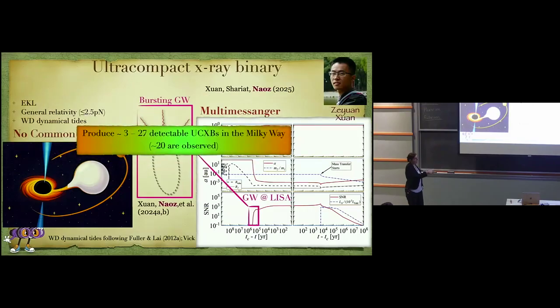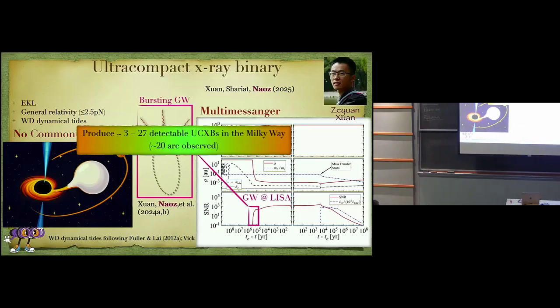Ziyuan suggests that this type of channel can produce between 3 to 27 ultra-compact X-ray binaries. We have 20 observed in our galaxy. And 1 may be observed in LISA. So that seems to be promising.